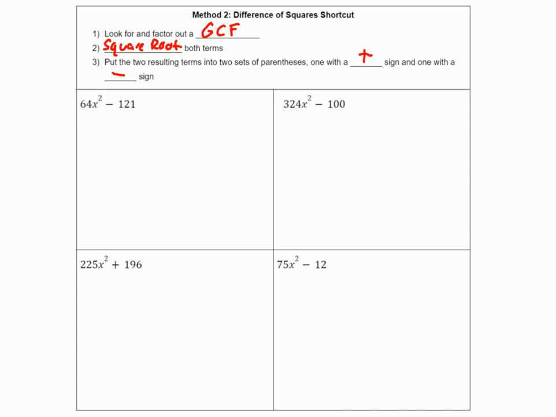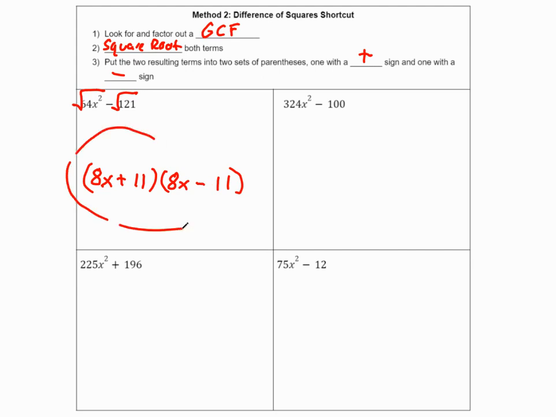64x squared minus 121. Those do not have a greatest common factor. So I skip the greatest common factor step. So I go straight to my square roots. So I'm going to square root the first one, and I'm going to square root the second one. The square root of 64x squared, square root of 64 is 8, square root of x squared is x. So I put 8x in both sets of parentheses. The square root of 121 is 11, so 11 goes in both sets of parentheses. And then the first set I put a plus, the second set I put a minus, and I'm done. That's my answer. Real quick shortcut.